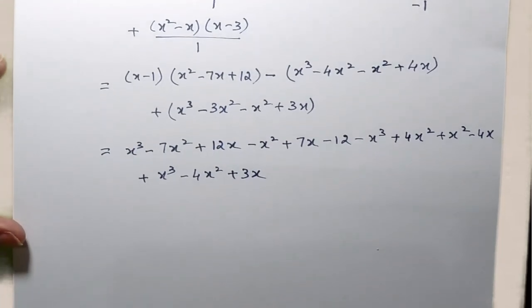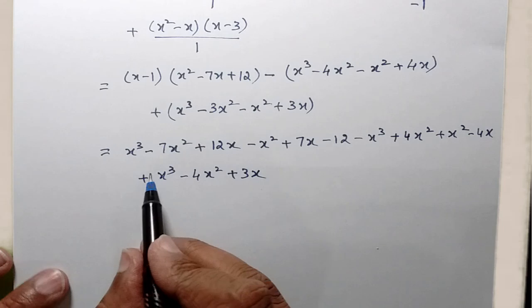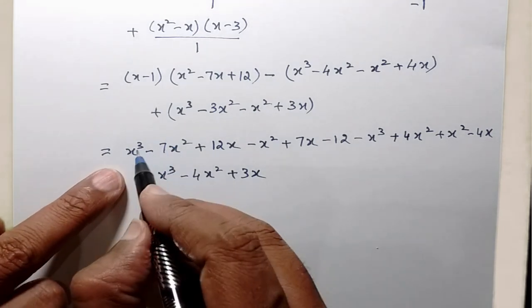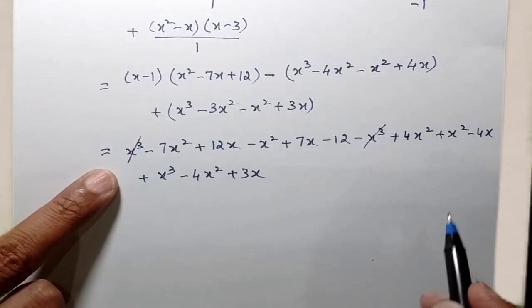Now let us try to group the like terms. So if you try to group the like terms, the x cube term here, plus x cube minus x cube will cancel out.